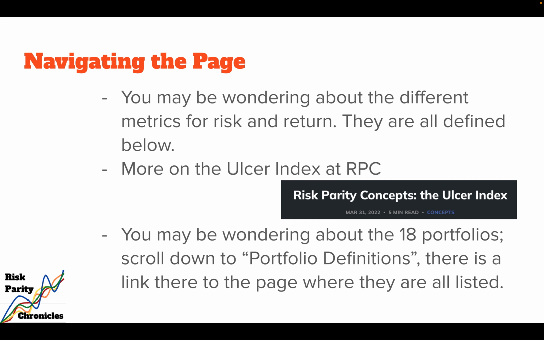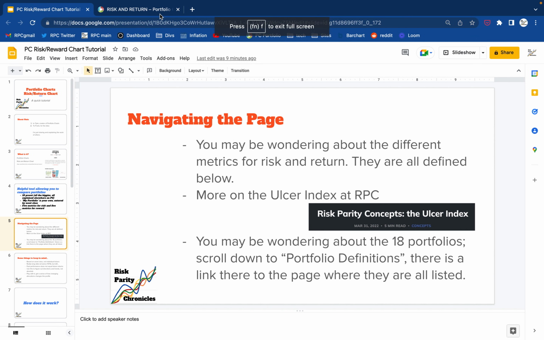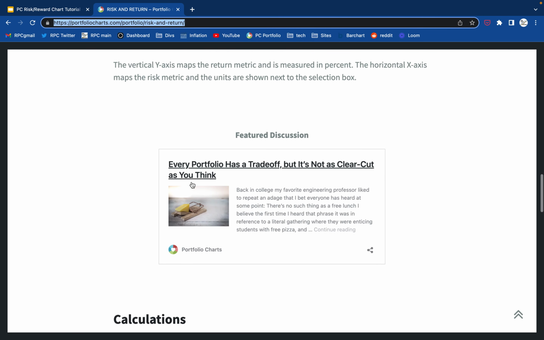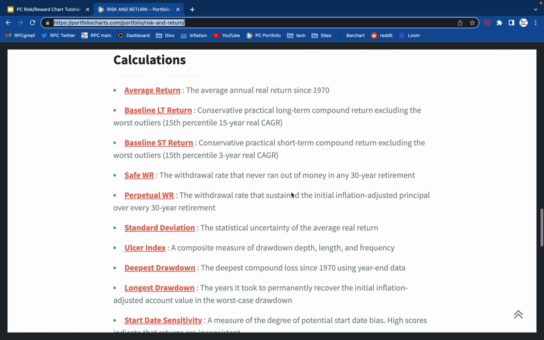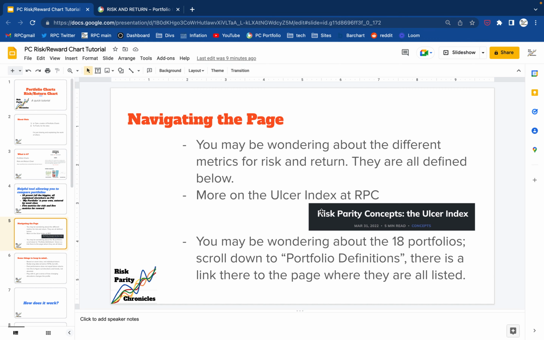Okay, just some help navigating the page. You may be wondering about the different metrics and those 10 different ones. I'll just show you very quickly where to find that. You get a sense of all of the different metrics right here on calculations. So you can kind of look at those and learn more. Now this one, Ulcer Index, I actually wrote about for Risk Parity Chronicles, so if you're interested in a lot more about that, you can go check out my blog post from March 31st. Just type that into the search bar up at the top, you'll find that.